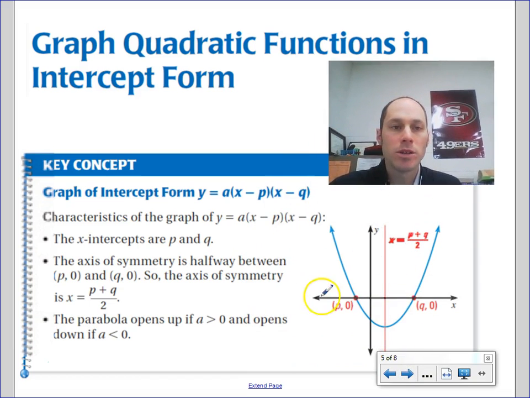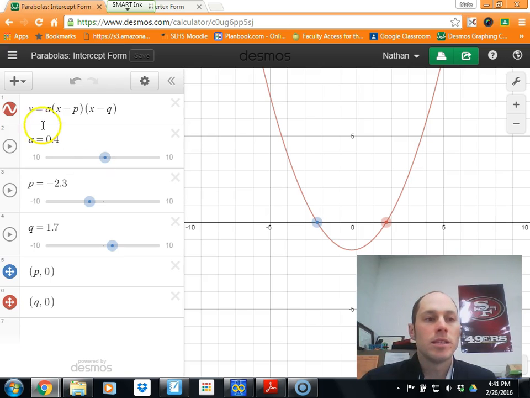So finally, we'll take a look at what's known as intercept form. Let's go back to Desmos and see what that does. Intercept form is y equals a times the quantity x minus p times the quantity x minus q. This is still a quadratic because we separated the x's. X times x is x squared. This would be in factored form. Remember all that factoring we did? Here's what it looks like when we graph it now.